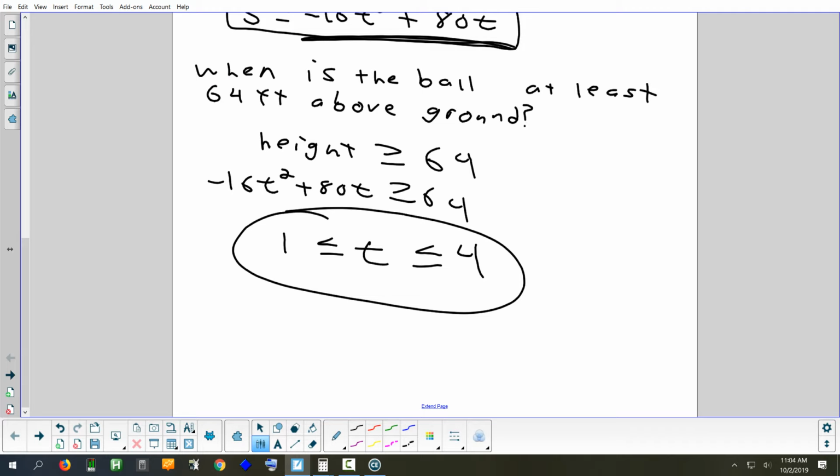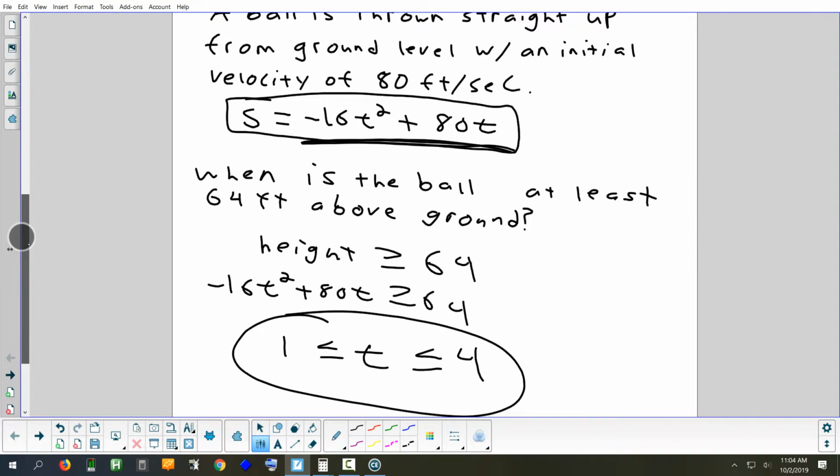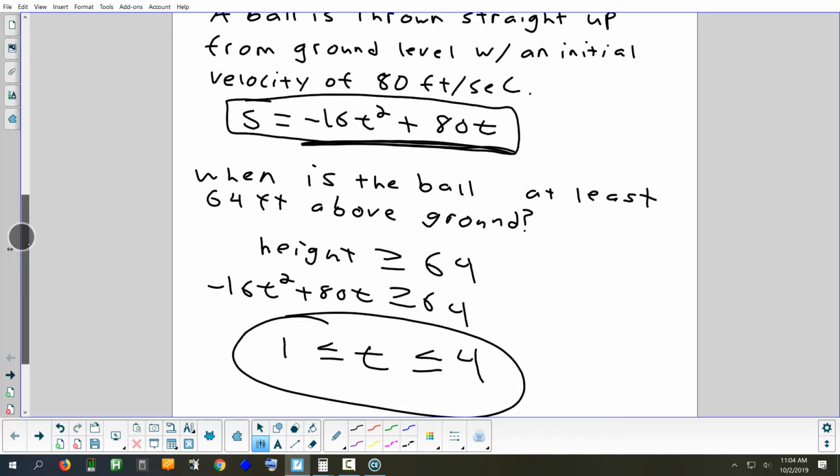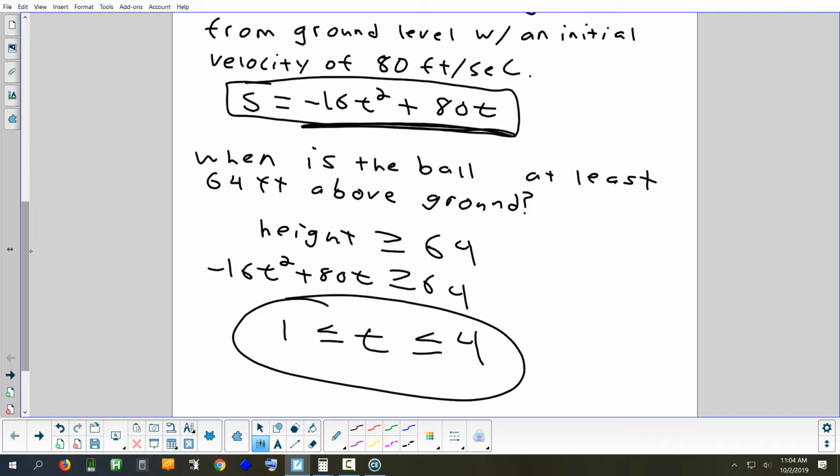So between 1 and 4 seconds, this object will be above 64 feet, and the duration of time that it's above 64 feet, which they didn't ask you, but it would be 3 seconds. That's how long it'll be up there, above 64 feet. Okay, any question on how we did that? Definitely something we could have done using algebra, and we will eventually.